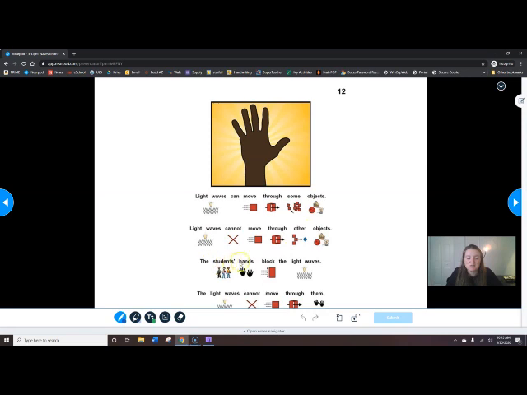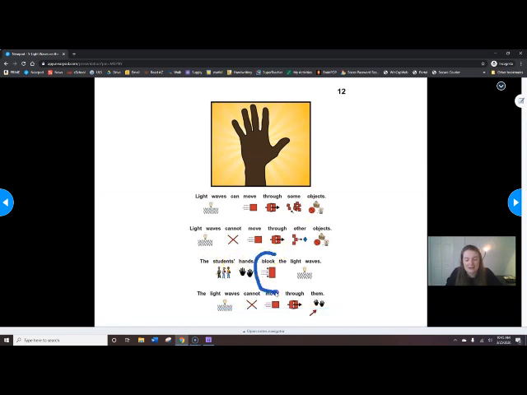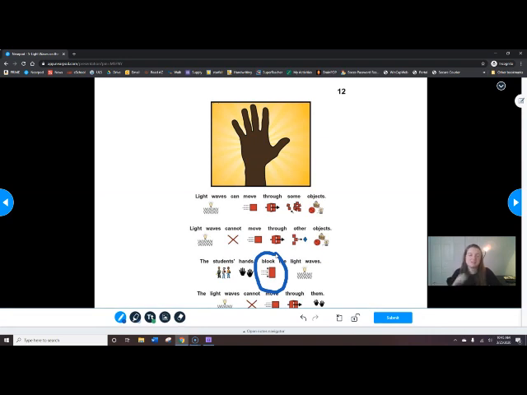So, it says the student's hands block the light waves. Let's circle block. Block means to stop something. When you're done circling block, hit submit.